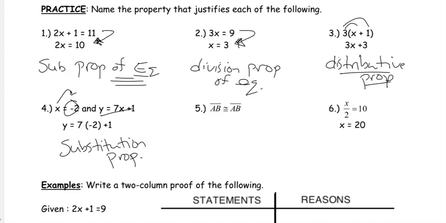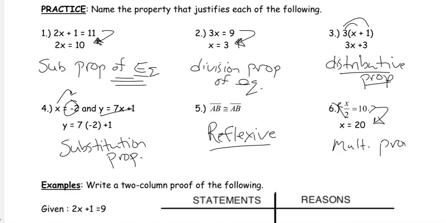So in math, a lot of times we want to be able to explain why we're able to do something. How do we know that AB is congruent to AB? Well, AB looked in the mirror and saw its reflection. So reflexive, not reflective, reflexive. Now on this one, how do I go from that step to that step? I multiply by 2 and I multiply by 2, so it is the multiplication prop of equality.